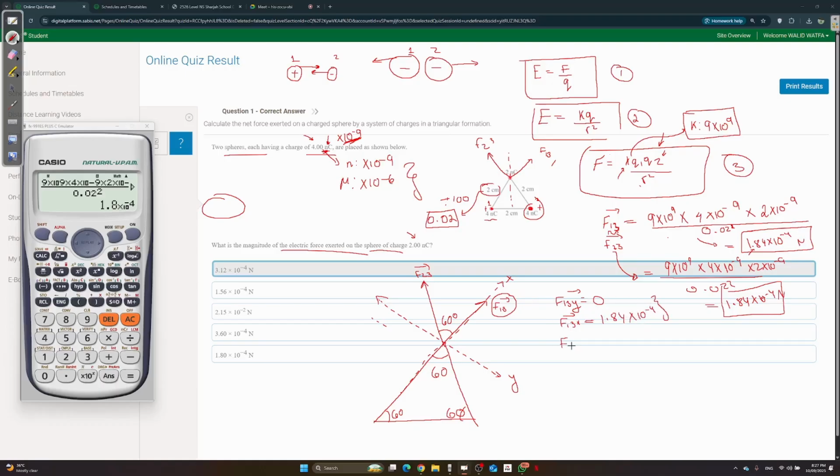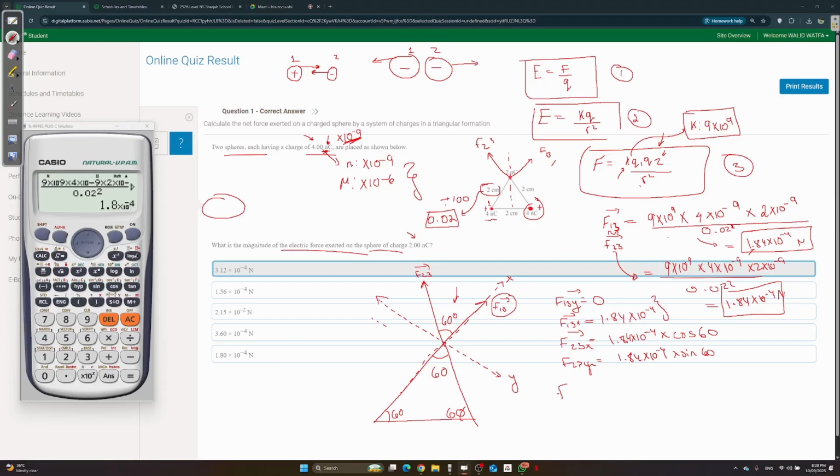Let's now do the second one. F23 makes an angle of what? 60. So we want to resolve it into the X component. How do we make it the X component? What do we multiply by? Cosine what? 1.84 times 10 to the minus 4 times cosine what angle? Perfect. Well, Y component is gonna be what? So 1.84 times 10 to the minus 4 times sine 60. Over here, we now have our x components and y components.